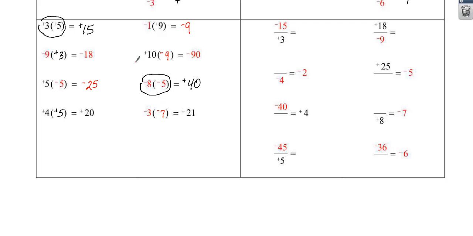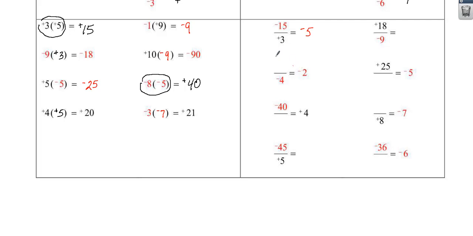Okay, now, pause the video if you haven't already done the divisions. Pause it, go ahead and do the division problems, and then we'll go through them together. So, different signs, negative 15, positive 3. Different signs mean we'll have a negative answer. 15 divided by 3 is 5.